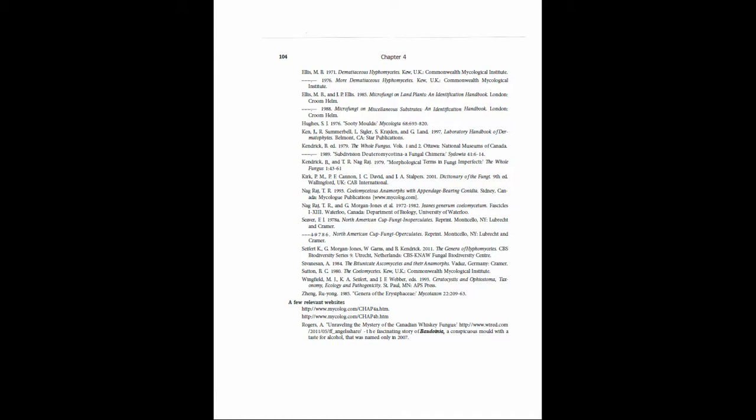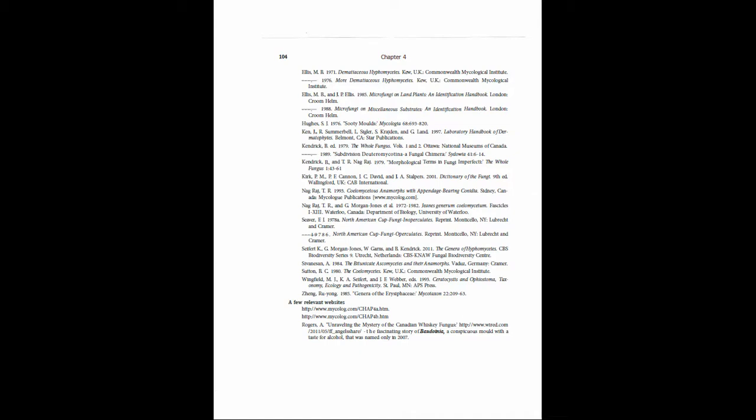Seifert, K., G. Morgan-Jones, W. Gams, and B. Kendrick. 2011. The Genera of Hyphomycetes. CBS Biodiversity Series 9. Utrecht, Netherlands, CBS-KNAW Fungal Biodiversity Centre. Sivanesan, A. 1984. The Bitunicate Ascomycetes and their Anamorphs. Vaduz, Germany, Cramer. Sutton, B. C. 1980. The Coelomycetes. Kew, UK, Commonwealth Mycological Institute. Wingfield, M. J., K. A. Seifert, and J. F. Webber, eds. 1993. Ceratocystis and Ophiostoma: Taxonomy, Ecology and Pathogenicity. St. Paul, Minnesota, APS Press.